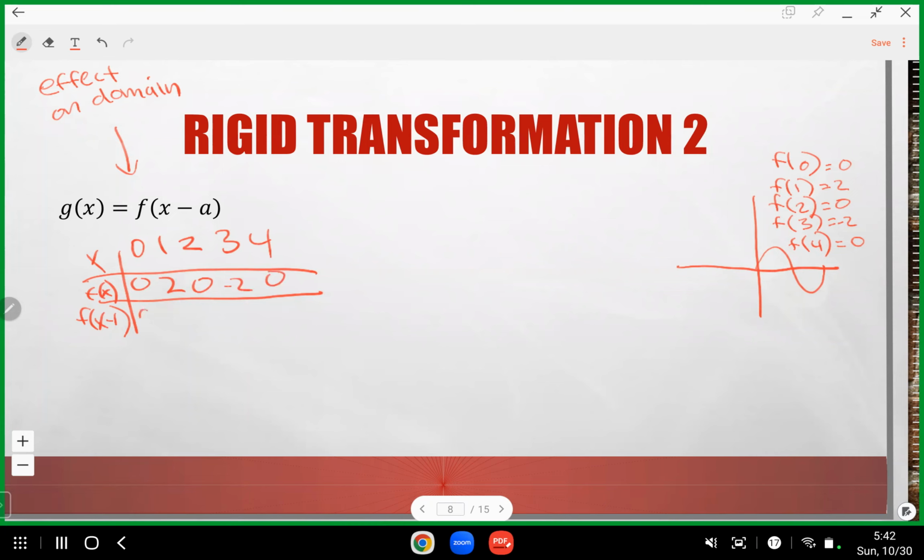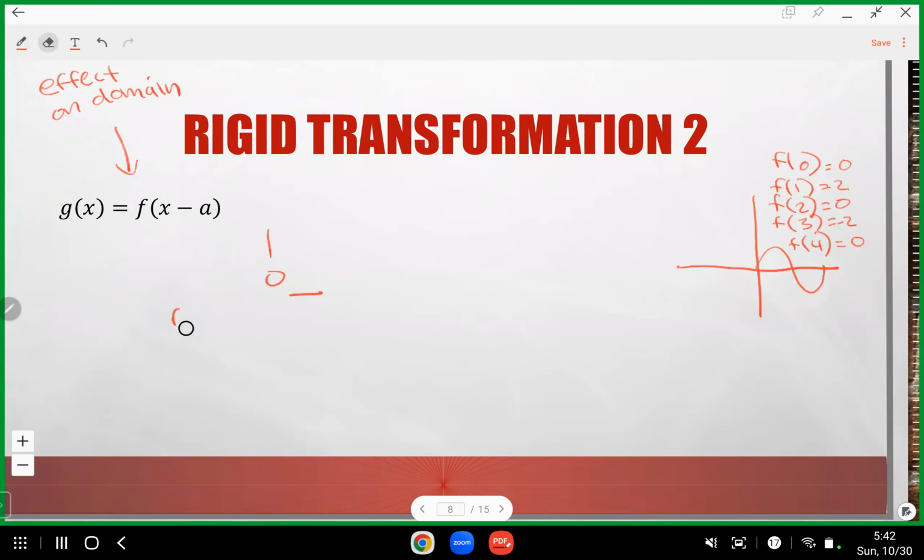This is going to be f of -1. Okay. And this is going to be f of 1, f of, actually, f of 0. That's going to be f of 0. And actually, we can't model it like this.